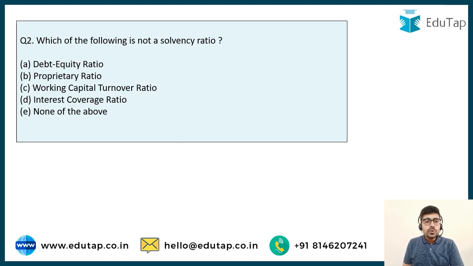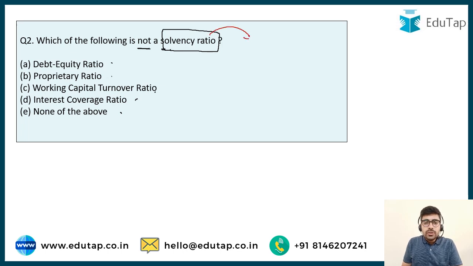Moving on to next question. Which of the following is not a solvency ratio? Okay, we have learned what are solvency ratios. We have broadly understood about them. So let's try to answer it. Debt equity ratio, proprietary ratio, working capital turnover ratio, interest coverage ratio, or none of the above.